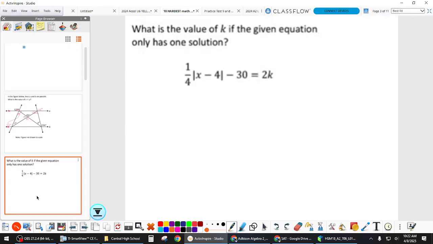Do you guys remember absolute value equations? Just a quick reminder. We drop the absolute value and we set it equal to the positive version of the right side and the negative version of the right side. And then just solve those like normal. For this one, you need to get rid of the 1/4 and the 30 before that step occurs. Okay? That's all I want to tell you at this point. Just let you think through the rest of it.